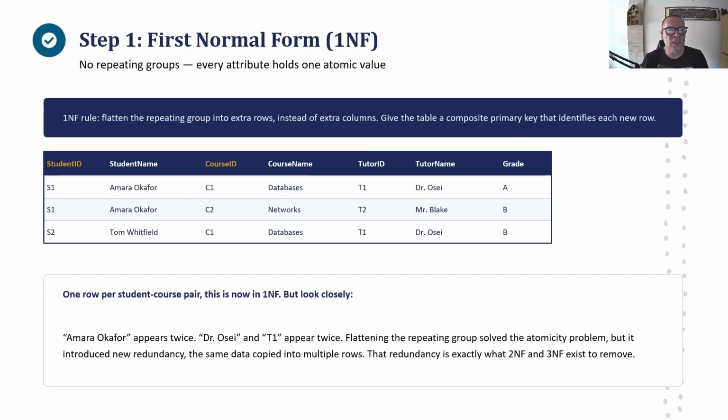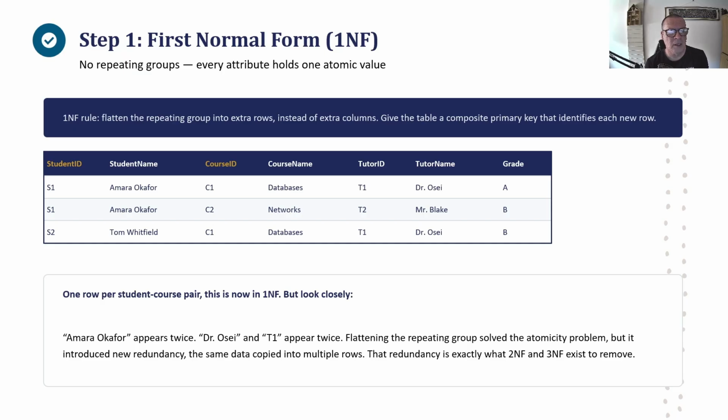So the first thing we do is get this into first normal form. Remember, that means no repeating attributes or groups of attributes. Each attribute just holds a single atomic value. It can't be broken down further. So in this case, we now have student 1 occurring twice. Amara has to be recorded twice here, once for databases and once for networks. And then the tutor ID and the tutor name and grade can vary, of course, between those 2 courses. And Tom still just does the 1 course, so he only occurs in 1 row, whereas Amara occurs in 2 rows.